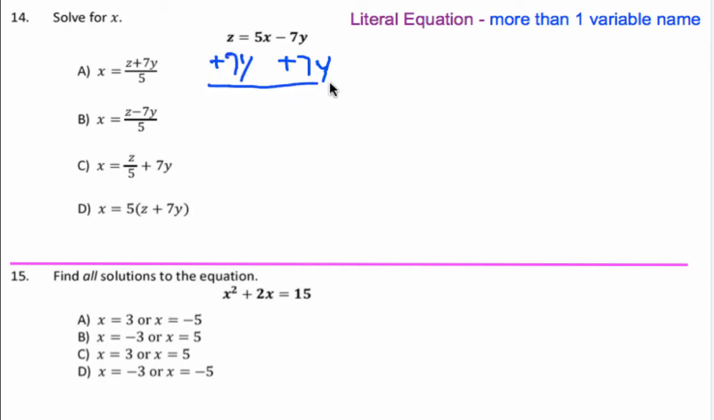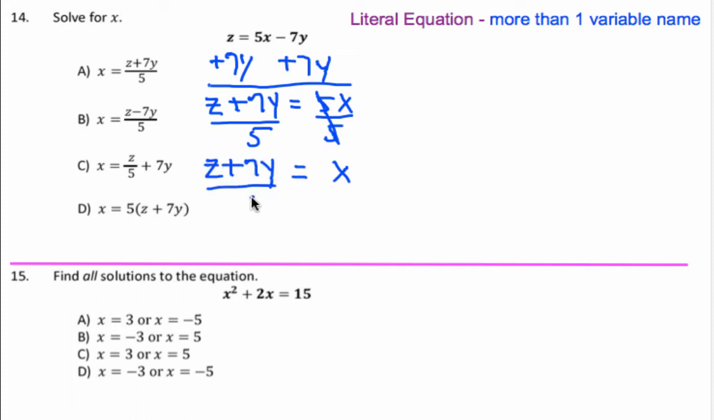And on the left, we will get z plus 7y. And on the right, we'll get 5x. So all we have to do now is to solve for x. So we'll divide by 5, both sides, and we're done. X equals z plus 7y over 5. So the answer is choice A.